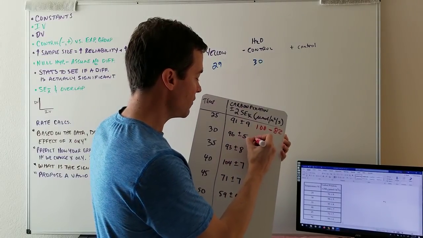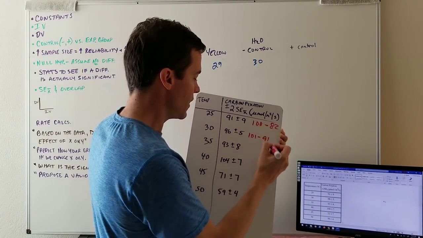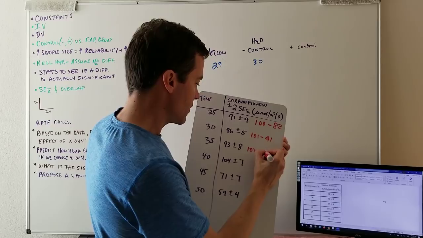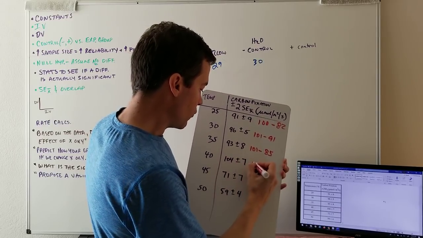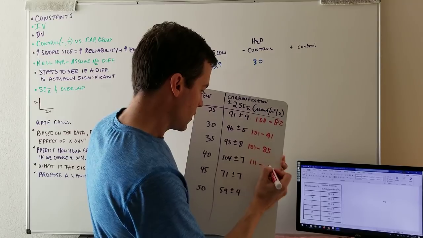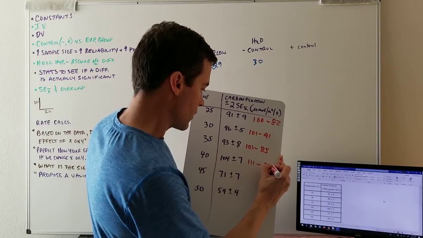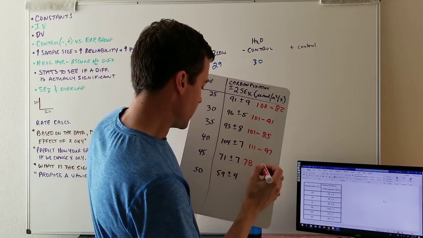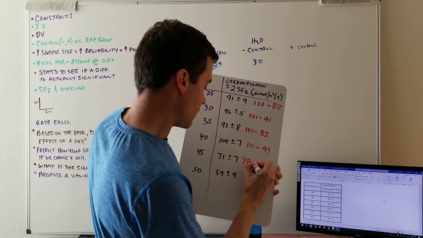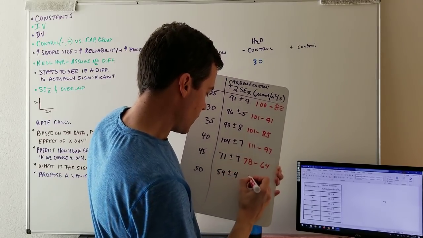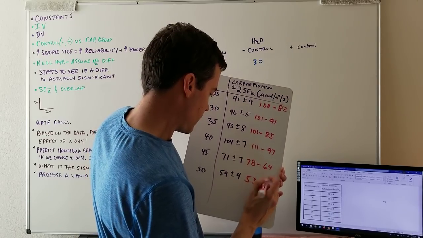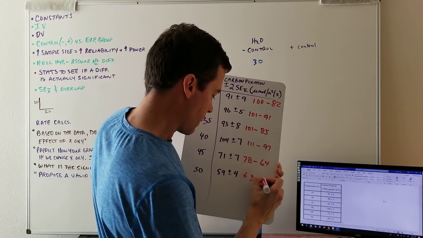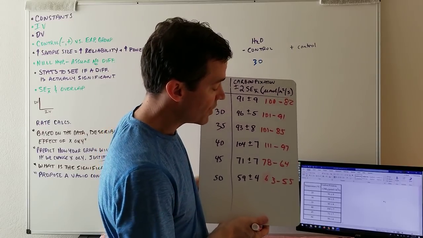Here, 96 plus 5, 101. 96 minus 5, 91. 93 plus 8, 101 minus 8, 85. 104 plus 7 is 111. 104 minus 7 is 97. 78. 71 minus 7 is 84. I'm sorry, 64. Went the wrong way. 53. Man, 63. Keep getting off by tens. Okay, so now I want to see if their ranges overlap.